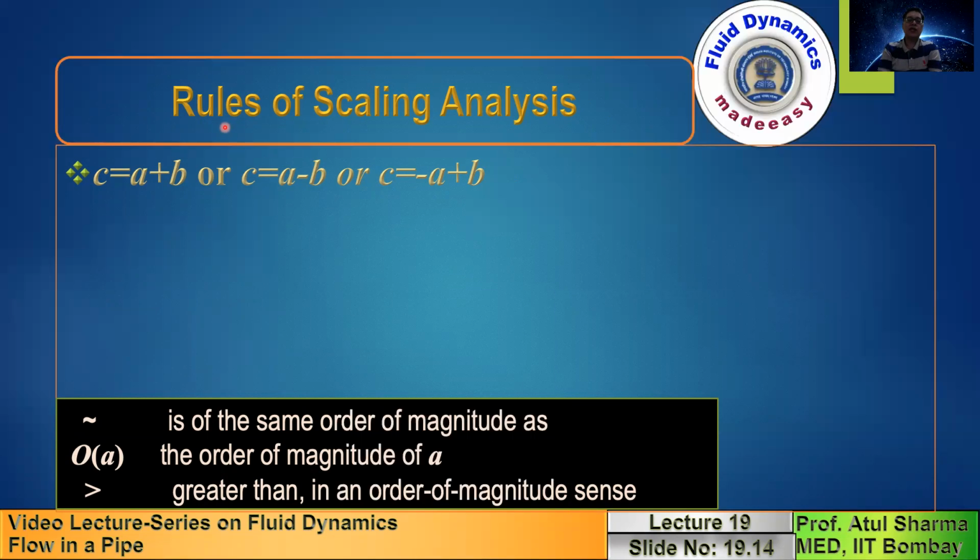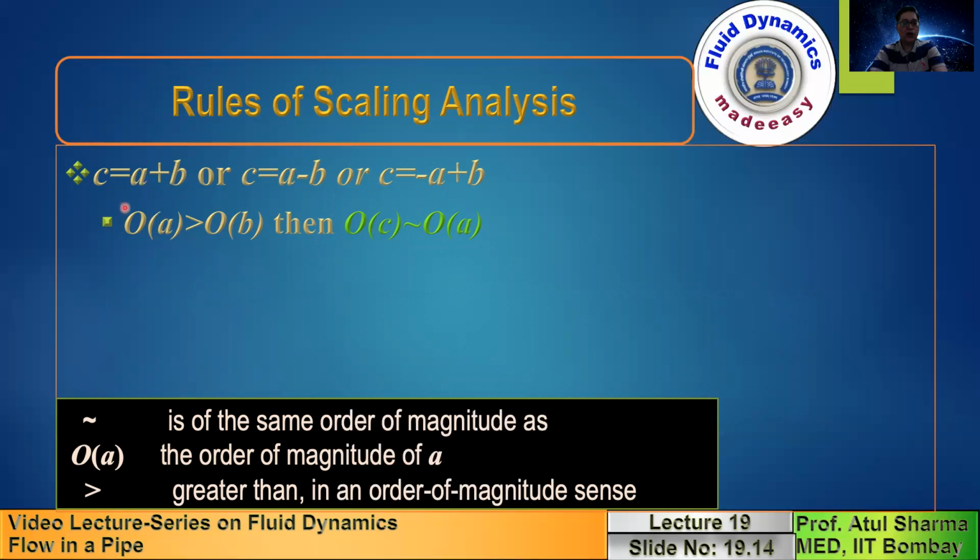Before starting the scaling analysis, let me present the rules of scaling analysis. Suppose you have an equation involving summation or subtraction: C equals A plus B, or C equals A minus B, or C equals minus A plus B. If you consider the right hand side in the order of, with this O symbol, what I mean is the order of magnitude of A.